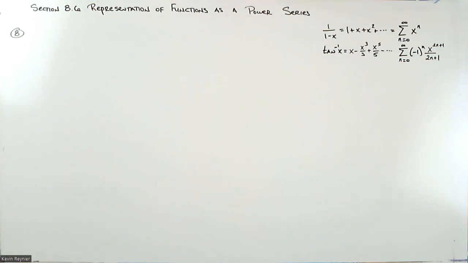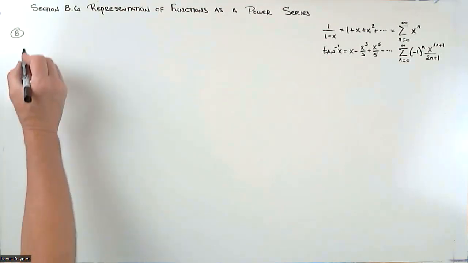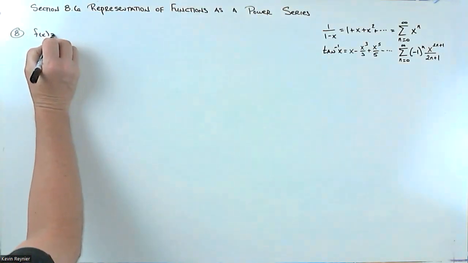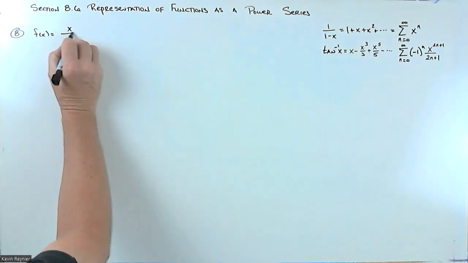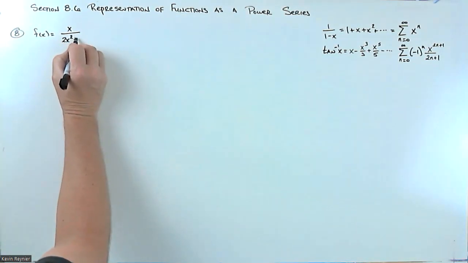Problem 8 comes from a set of problems that says find the power series representation for the function and determine the interval of convergence. Now remember, we have a theorem that says if we integrate or differentiate a power series, we don't change the radius of convergence, but we may change the interval of convergence. So in problem 8, the function they give us is f of x equals x divided by 2x squared plus 1.